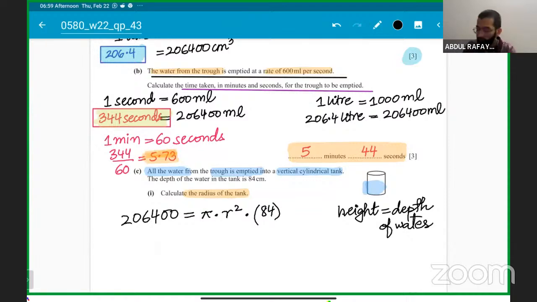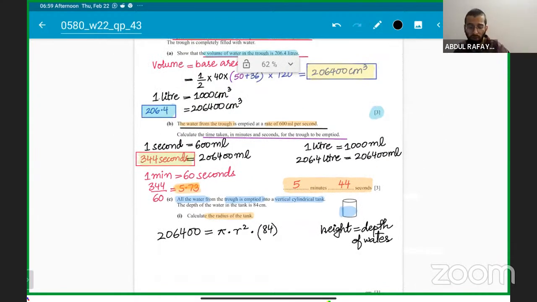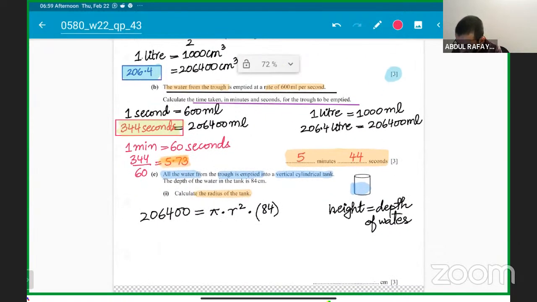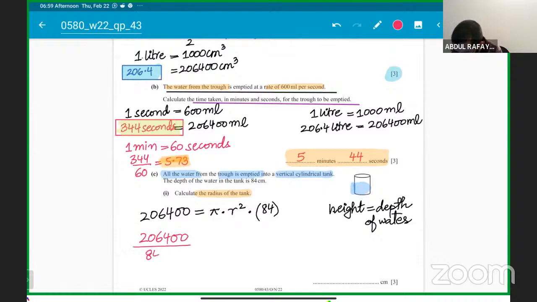How many people got it? Anyone who didn't get it, let me know. I'll explain again quickly. So this is how you will get it: 84 pi is equal to radius squared. So the radius will be equal to, just put the square root on both sides, the square root of 206,400 divided by 84 pi.